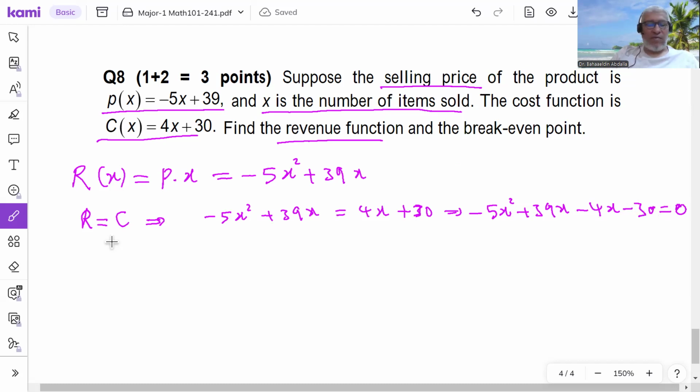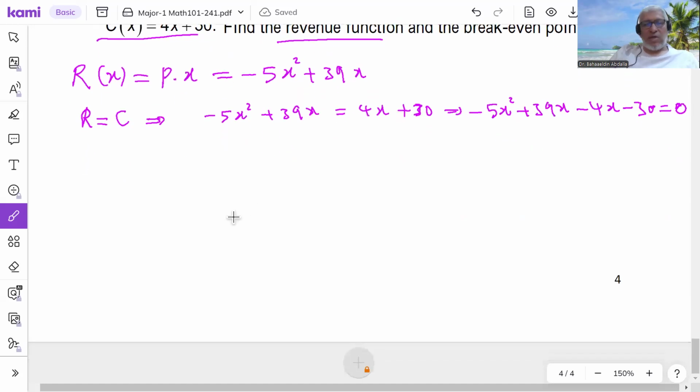And now I have 39 minus 4, that's 35. And I can divide by negative 5 because everything is divisible by negative 5. So I'll have x squared minus 35 over 5, which is 7. Negative 30 over negative 5 is positive 6.